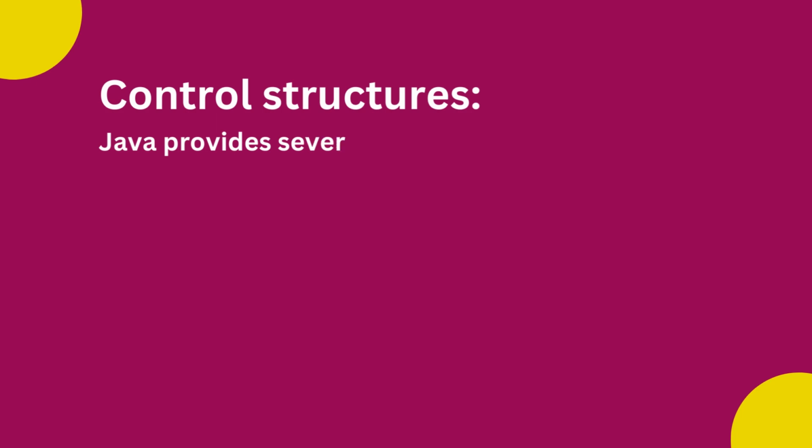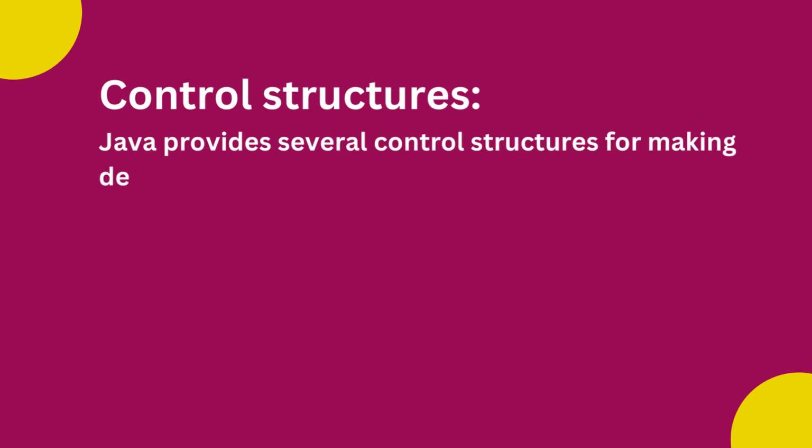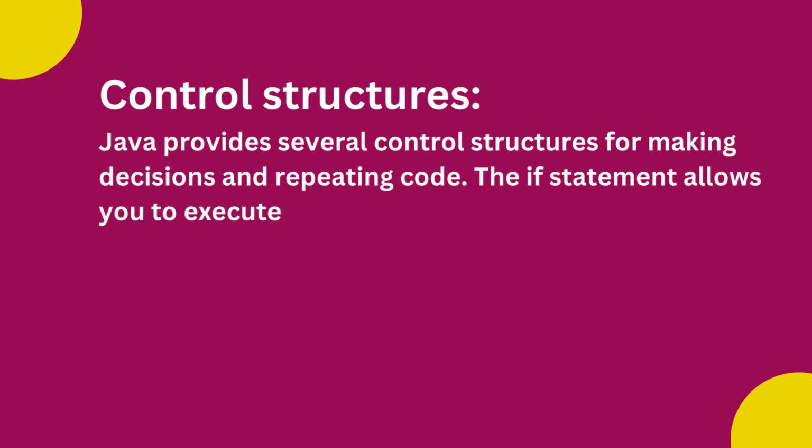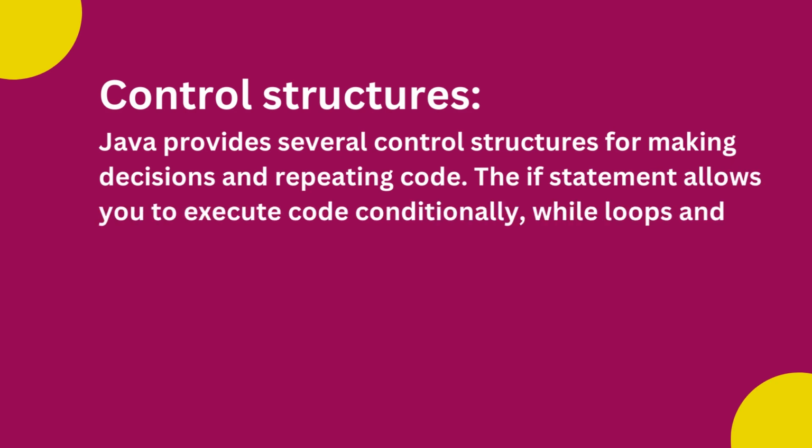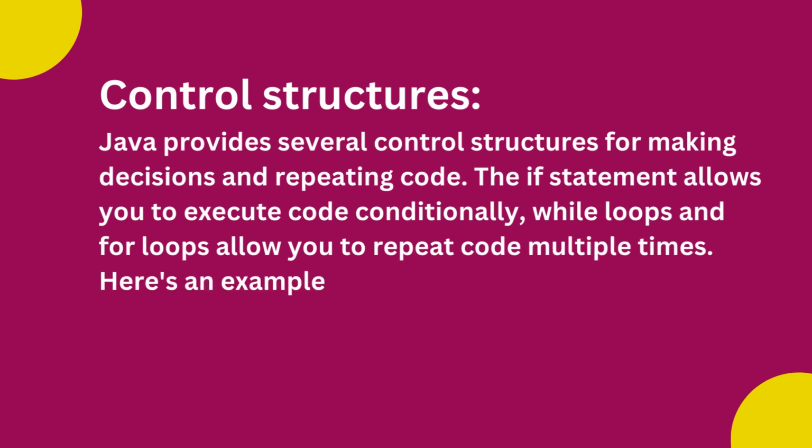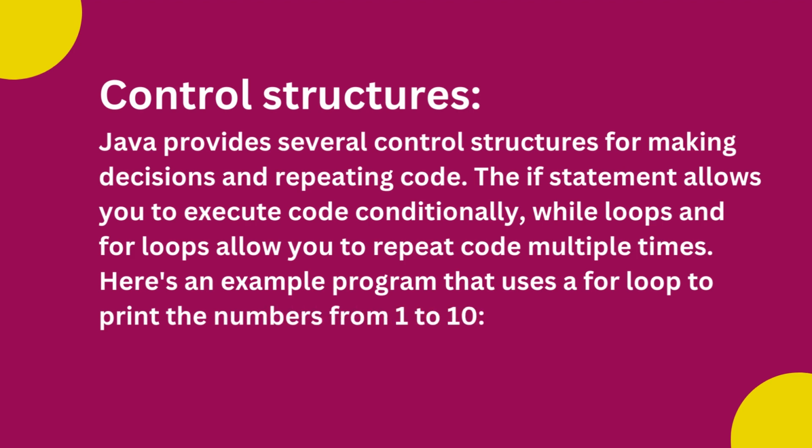Control structures. Java provides several control structures for making decisions and repeating code. The if statement allows you to execute code conditionally, while loops and for loops allow you to repeat code multiple times. Here's an example program that uses a for loop to print the numbers from 1 to 10.